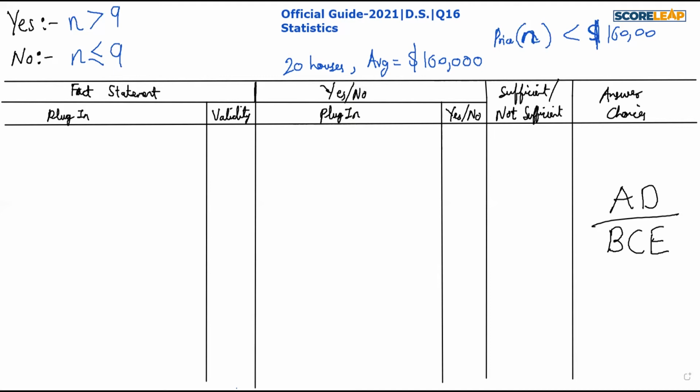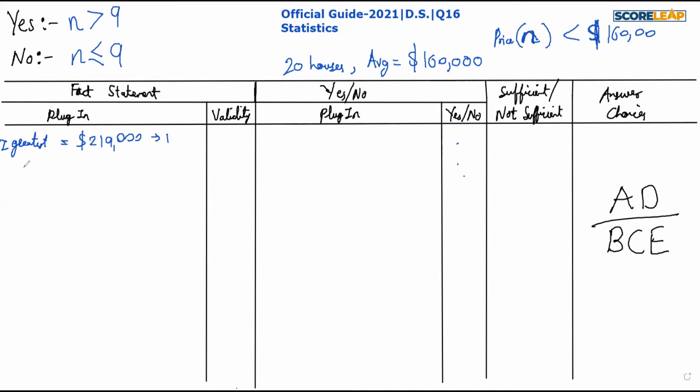Statement 1: last year the greatest price of one of the 20 houses was $219,000. So this is the price of one house. Now in a yes or no type of question, if we get one yes and one no, then that statement is not sufficient. If we get all yeses, or all no's, then and only then is that statement sufficient. We should get a definite yes or a definite no for all values.